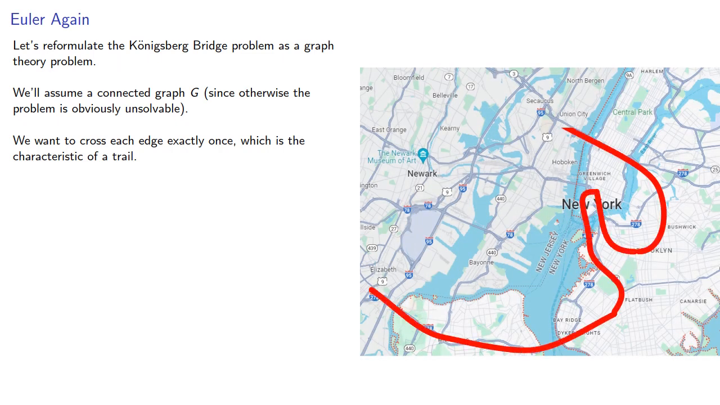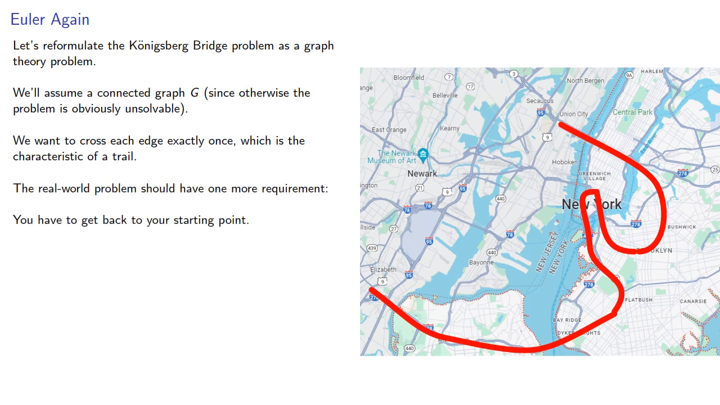The real-world problem should have one more requirement. You have to get back to your starting point, even if it's in New Jersey. A trail that crosses all edges and returns to the starting point is an Euler or Eulerian circuit.